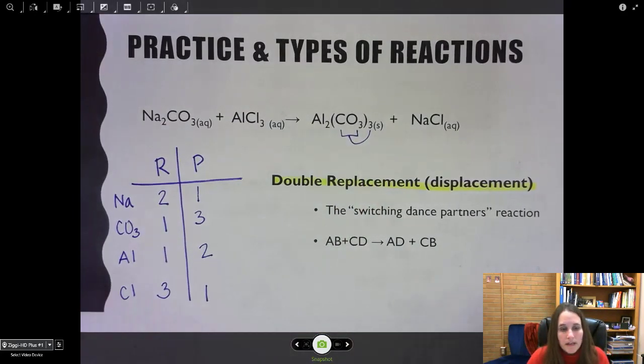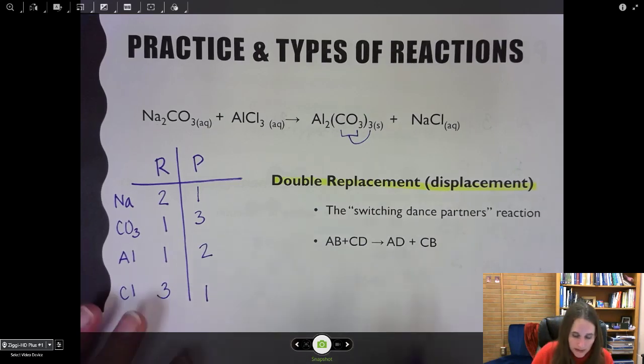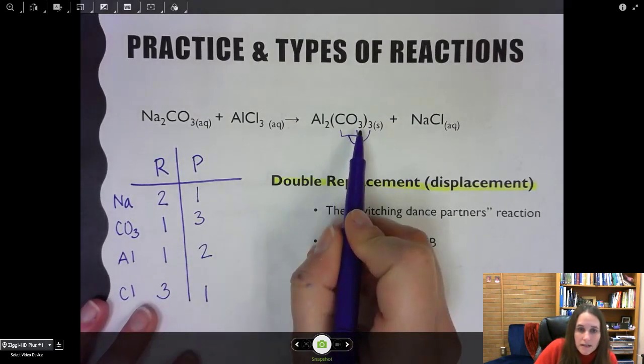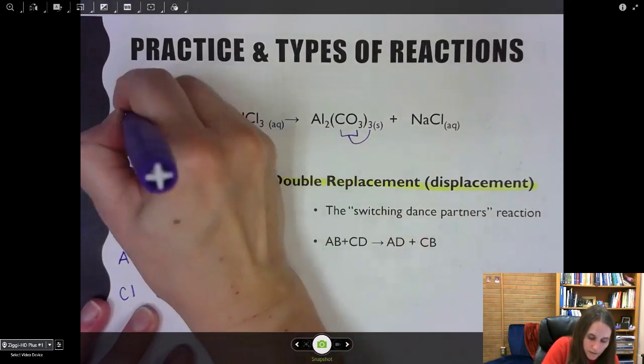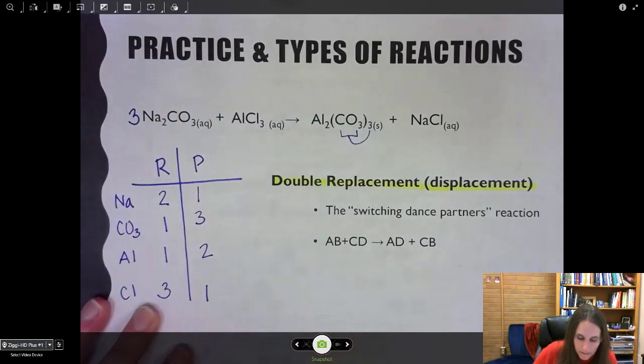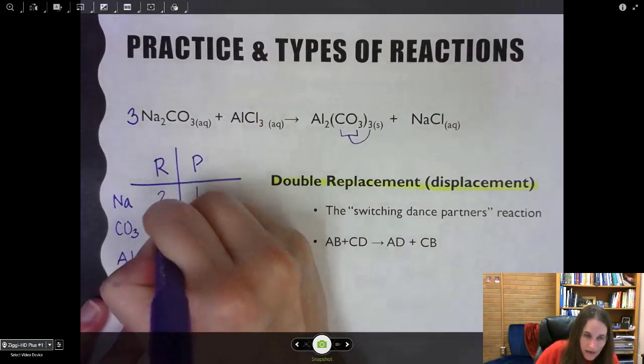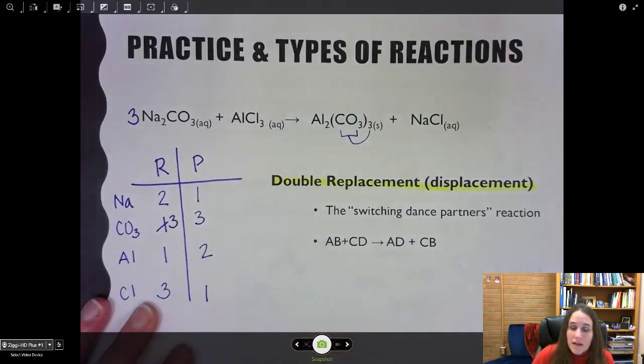So where should I begin? Well, as I said before, I like to start with polyatomic ions if they stay the same on both sides, because I think they tend to solve the balancing of other things pretty easily. So since I have 3 carbonate ions on this side, I need to use a coefficient to give me 3 on that side. That changes this number on my reactant side to a 3, but you'll notice it messed with my sodium.